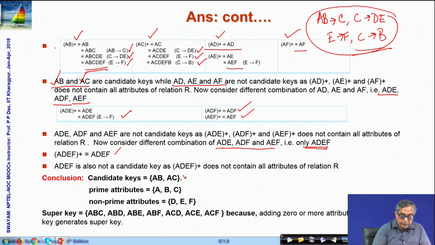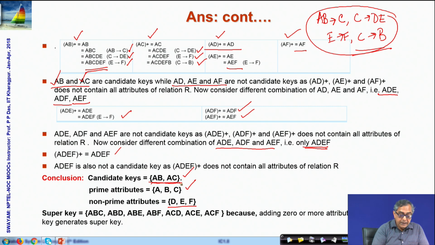So, I can conclude after this process that the candidate keys for this relation are AB and AC. Therefore, if I look into the set of attributes that are involved in the candidate keys, I find that the attributes are A, B and C. So, I can say that the prime attributes of this relation are A, B and C. There are 6 attributes A, B, C, D, E, F. A, B, C are prime. So, the remaining set D, E, F are non-prime attributes.